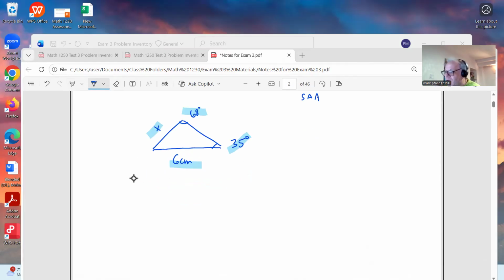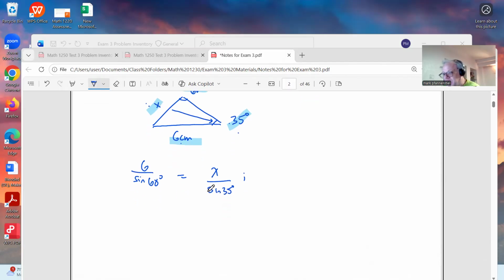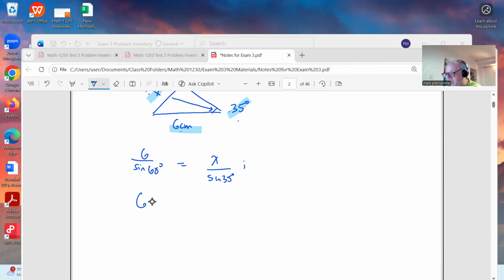I want a side, so I'm going to say that we have 6 is to sine of 68 degrees, because these are across from each other, and this is equal to x over the opposite angle. The angle and the opposite side are the ones that are paired: 68 and the 6, x and the 35 degrees. So here we go with sine of 35 degrees, and we have to solve for x. A little bit of algebra: 6 times the sine of 35 degrees divided by the sine of 68 degrees is equal to x. Then we can sort that out.